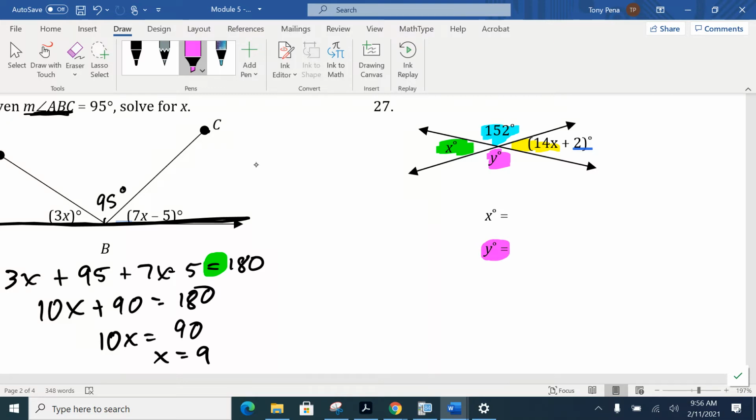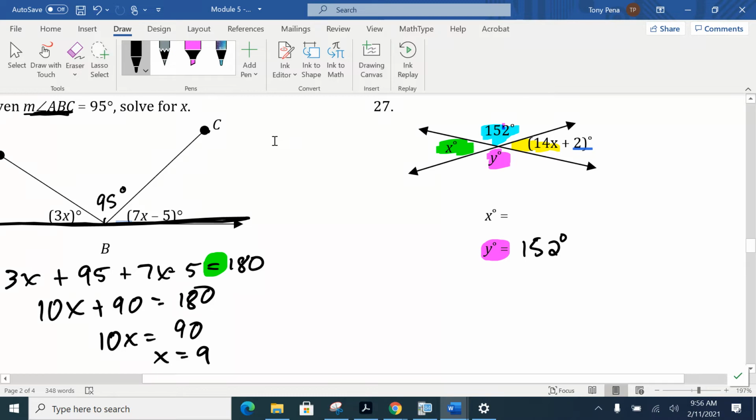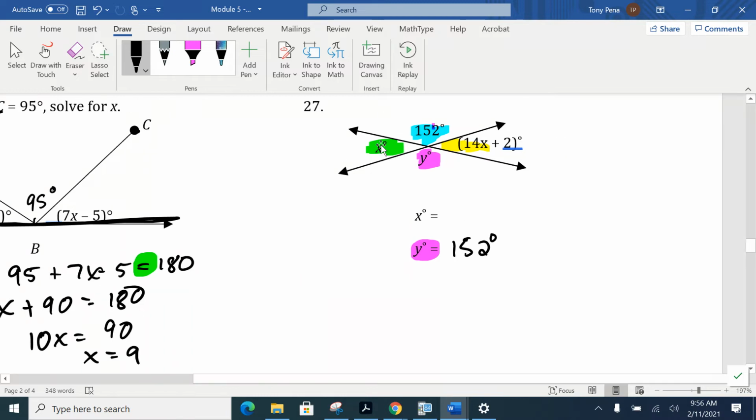Because isn't y opposite of 152? So these are vertical angles of each other. So angle y would have to be the same exact thing as that blue angle. And then now for the first time, when we go to set up an equation, we're not going to be adding anything up and setting it equal to 180, although you could have, right? Could we have drawn a line right here? And couldn't I have said 14x plus 2 plus 152 gives me 180 degrees? That would work. So in all of these, there's a lot of options.